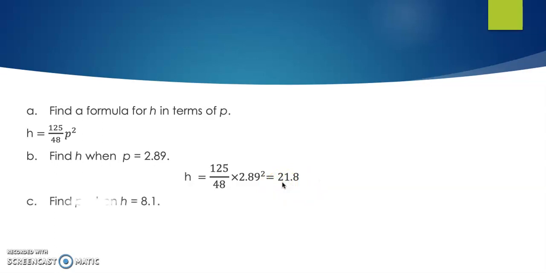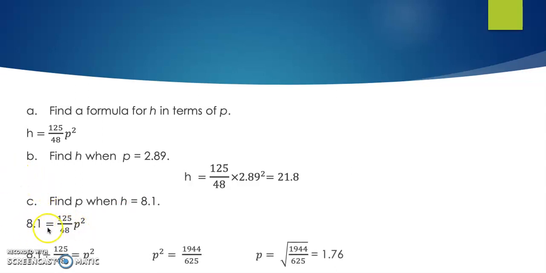Now look at the next part. He says find p when h is 8.1. In this formula, replace h by 8.1. So you can see here 8.1 is 125 over 48 p square. So just take this 125 over 48 to the other side. So 8.1 divided by 125 over 48. You can cross multiply even, but this is better for you. It will not affect the answers. This equals p square. I put in the calculator 8.1 divided by 125 over 48.